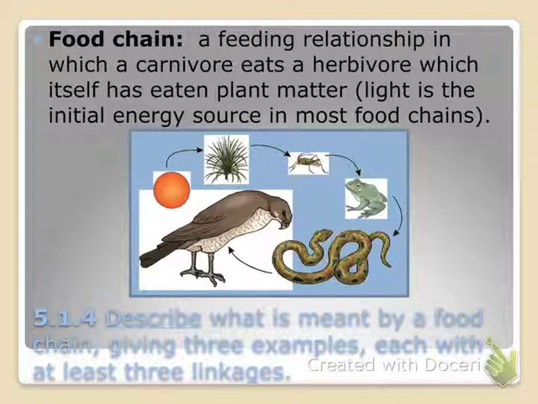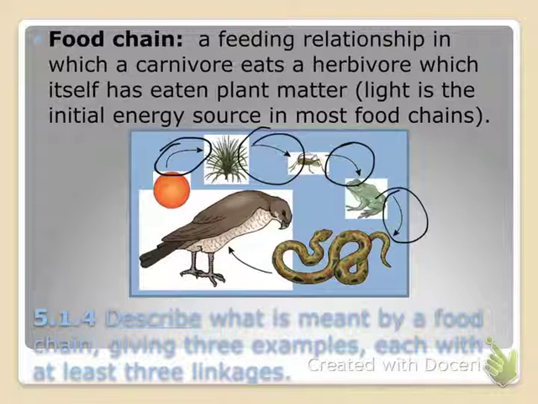And before you go on to making your chain, one side note: when you make a food chain, the arrows in the food chain point to the organism getting the energy. So in this case, the arrow is always pointing to the organism doing the eating. So the arrow is indicating a transfer of energy from one organism to another.